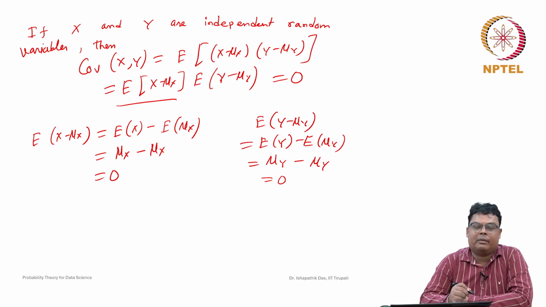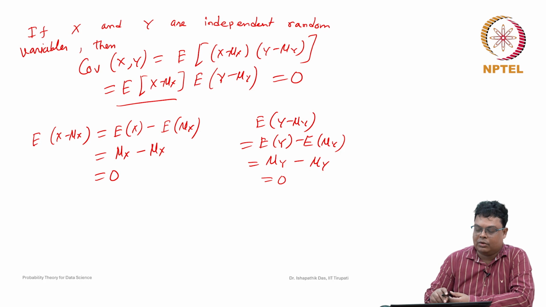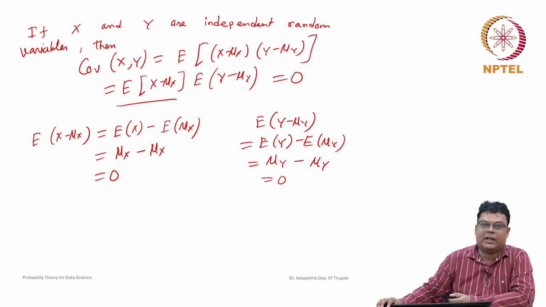But is the converse also true? Suppose we have two random variables whose covariance is 0. Can we say that x and y are independent random variables? That is not always true. There are many examples where the covariance is 0 but they are not independent. So if the covariance is 0, we cannot say that x and y are independent. However, if x and y are independent, then we can say that their covariance is 0.